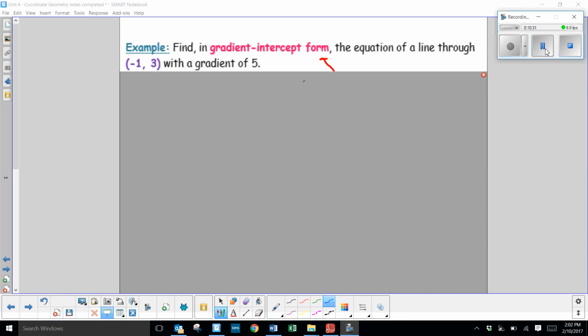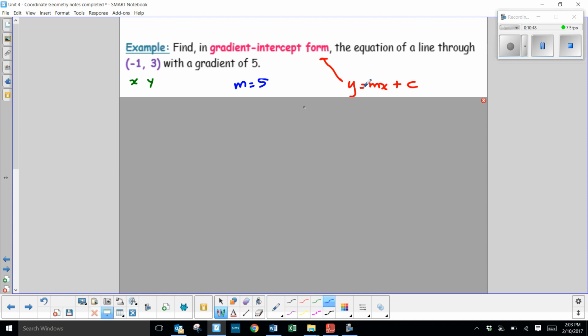So let's find, in gradient intercept form, the equation of the line through this coordinate. We've got a point on the line and we know what the gradient is. So we're going to find it in gradient intercept form, so y equals mx plus c form. That's what I would suggest you start with anyway.